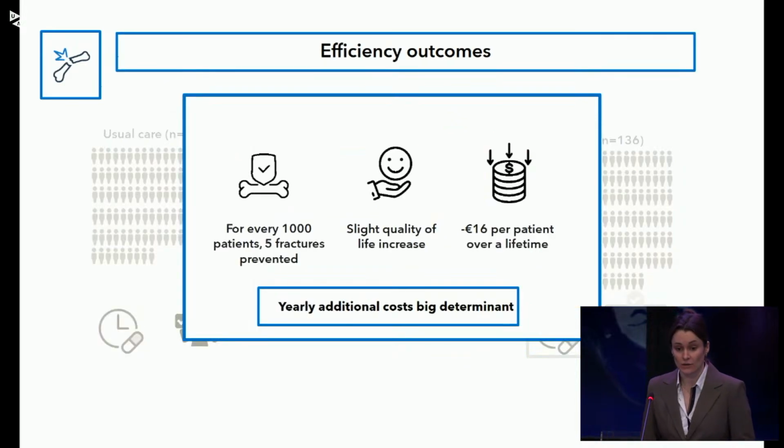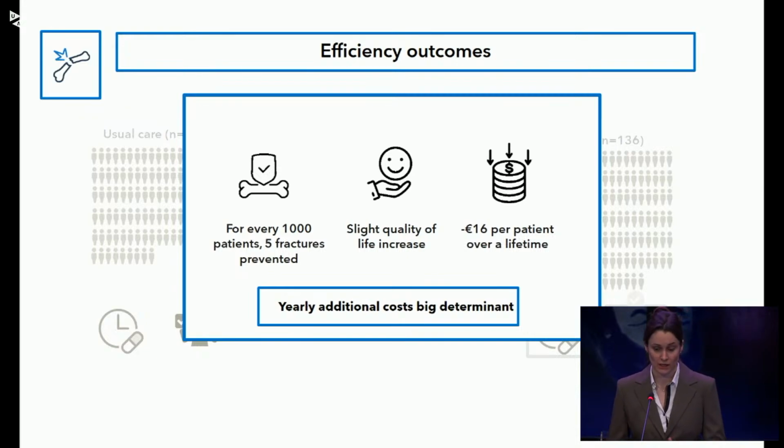Looking at efficiency outcomes, we saw that compared to the two groups, the intervention group and the control group, for every 1,000 patients, 5 fractures were prevented when the intervention was used. Additionally, patients who received the intervention had a slight quality of life increase over their lifetime, and they were generally 16 euros less costly compared to those who did not over their lifetime. It is important to note, though, that the additional cost needed to implement this intervention was a big determinant of these outcomes.